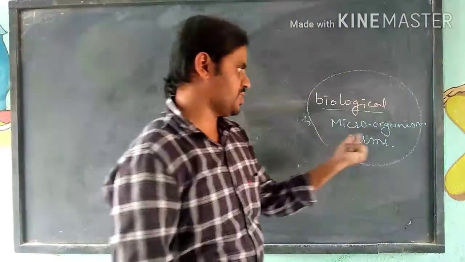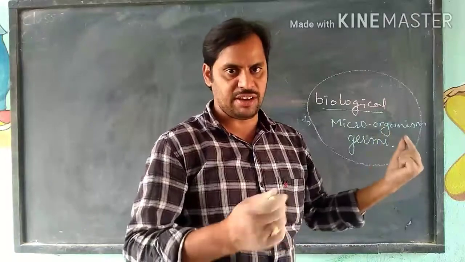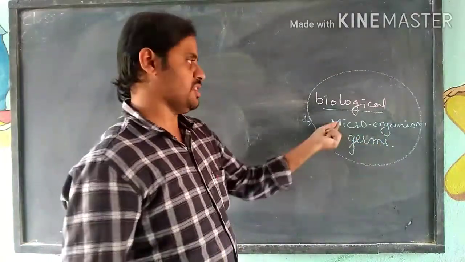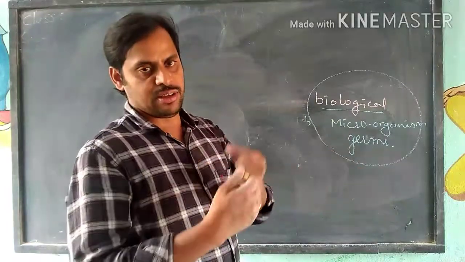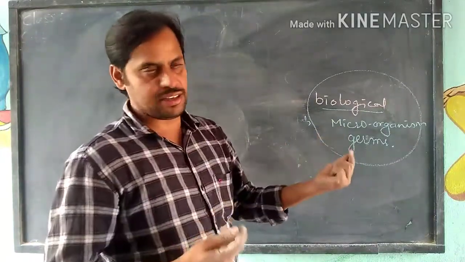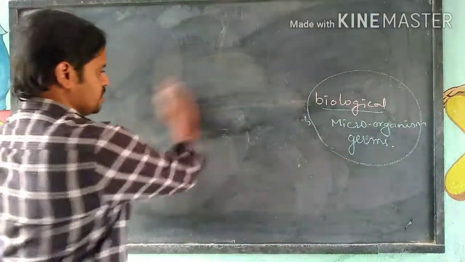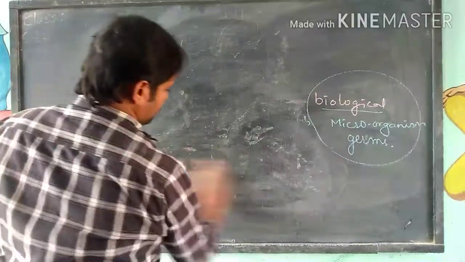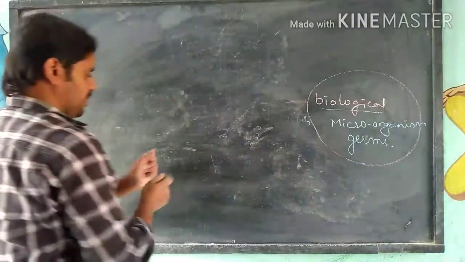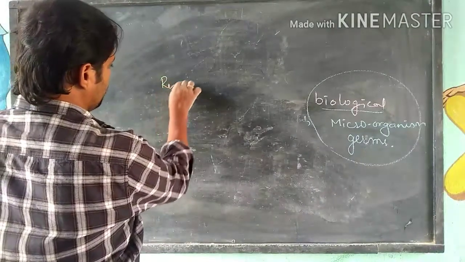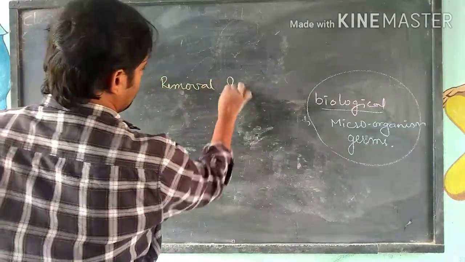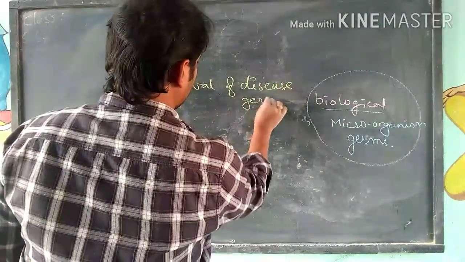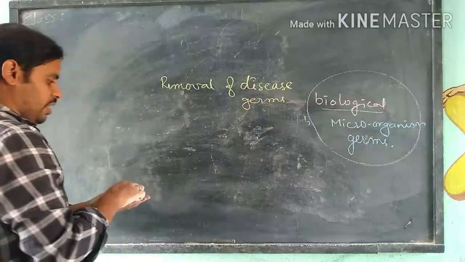Biological impurities include microorganisms like bacteria, virus, and protozoans, etc., and we call them germs. कीटाणु रहता है पानी में, वो क्या करता है, disease फैलता है, right? So it spreads the diseases. It is our responsibility to remove the germs from the water. So, removal of disease germs from the water.